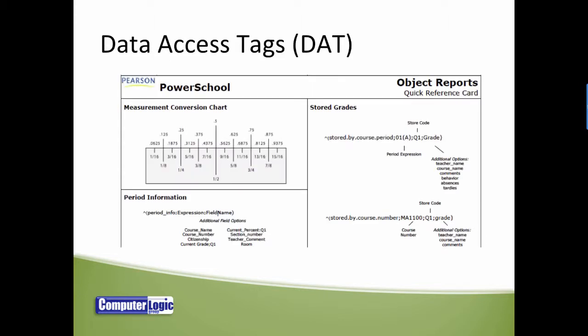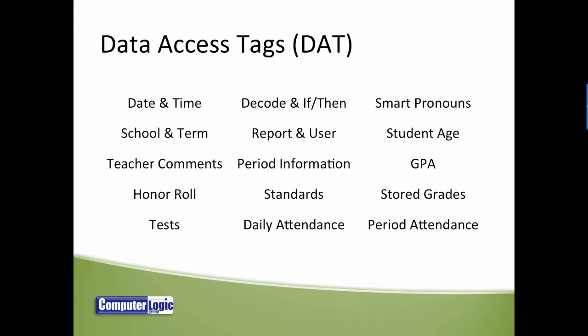Data access tags, or DAT codes, are also very handy in helping you to pull out information other than standard field names. So as you can see from this example, I can pull stored grade information. I can also pull period information. So if I know my homeroom period is always in HR1, I could pull out the teacher's name for that homeroom. Some other common data access tags are date and time, student's age, GPA, honor roll, daily attendance, period attendance, stored grades, and if you're using them, you can pull standards as well. So a lot of functionality in the data access tags.